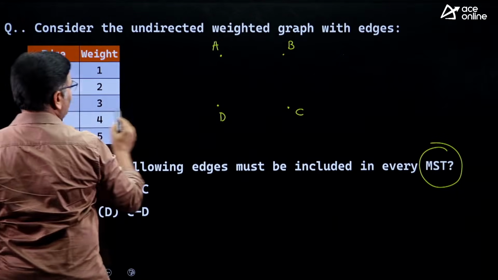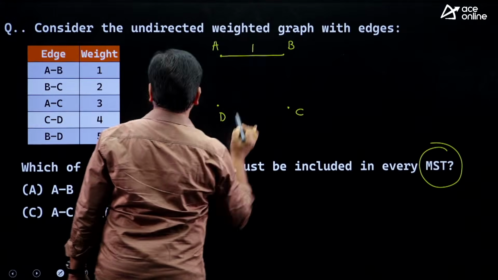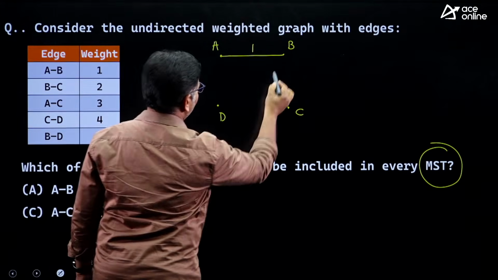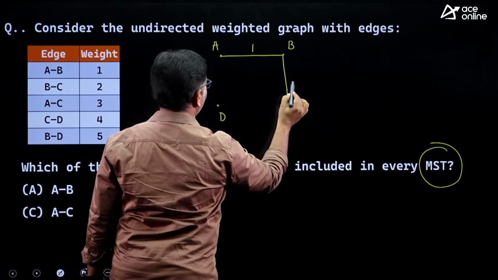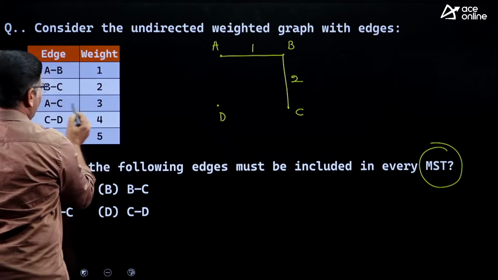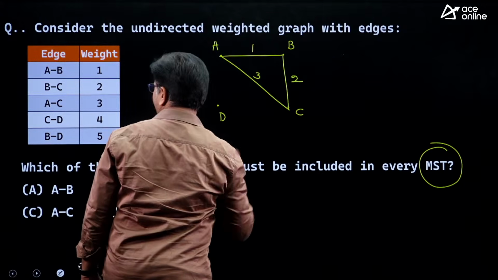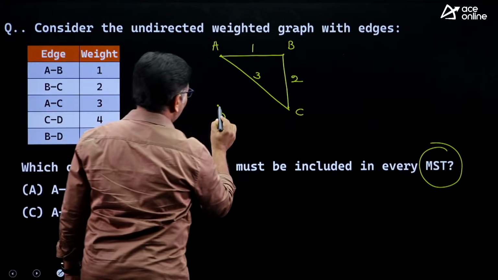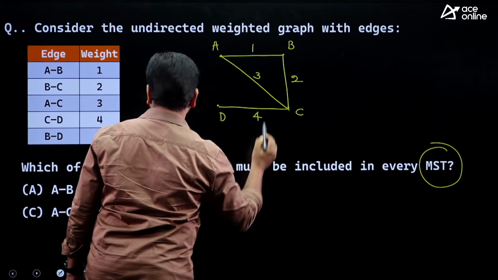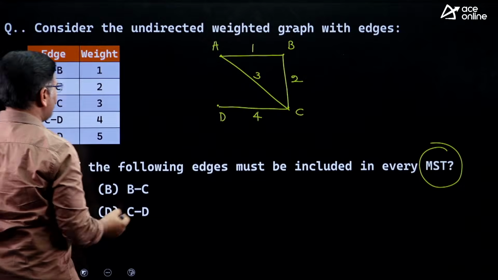Okay. So A to B whose weight is equal to 1, B to C whose weight is equal to 2, and then A to C whose weight is 3, right, and C to D whose weight is 4, and B to D whose weight is 5.